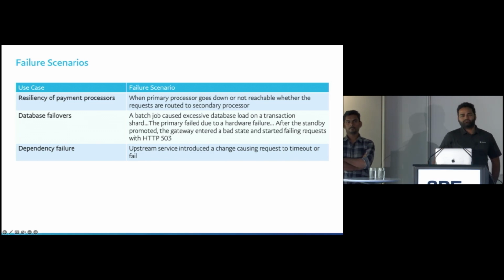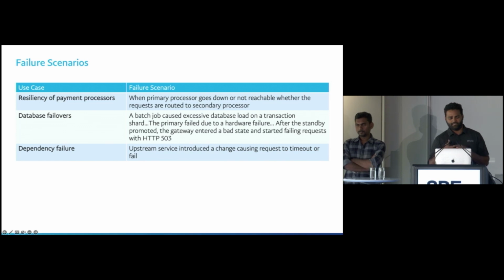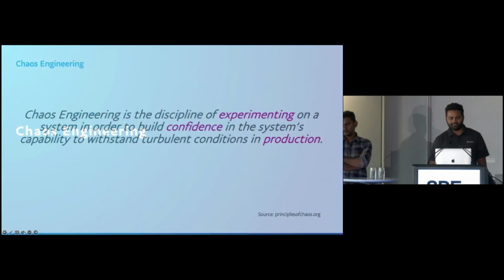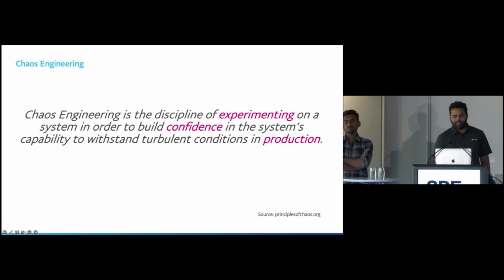Most of the time we work with distributed systems, and distributed systems by definition are made up of so many different components which are not reliable, but our job is to make our system reliable. That's where chaos helps us. The definition of chaos engineering is the discipline of experimenting on a system in order to build confidence in the system's capability to withstand turbulent conditions in production.